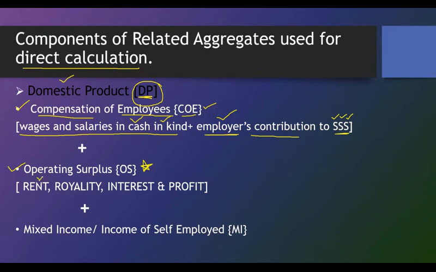People like the landlord get rent as income. Royalty is also earned by many of them. Interest is also earned. Along with that, profit is also earned by many of the people. These are all also part of the national income. So when we see the components of DP, we add rent, royalty, interest and profit under the head operating surplus. These are all the parts of operating surplus.